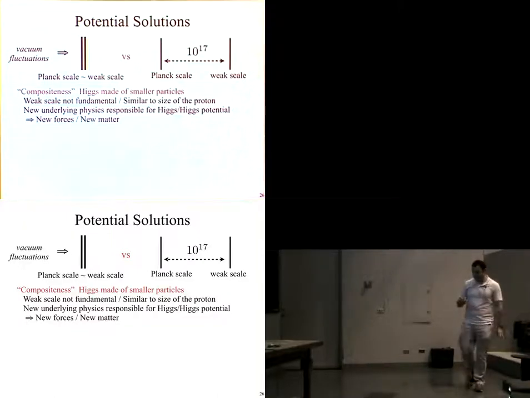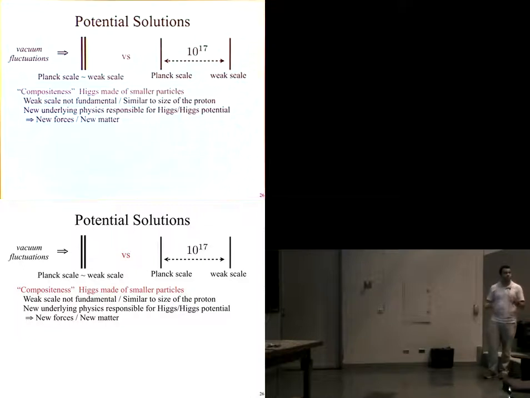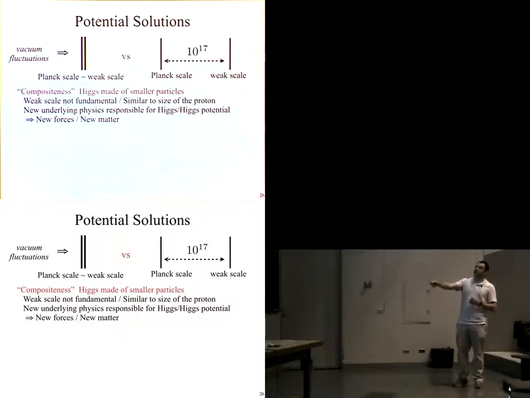The first is something that's called compositeness. Basically the idea here is that this isn't a problem because the weak scale isn't really fundamental. The weak scale sort of doesn't exist fundamentally. And the idea behind that is that the Higgs isn't a fundamental particle, but it's made of smaller things. It's made of some other particles, and that means this weak scale is not fundamental. So this is similar to the size of the proton, right? The proton size isn't a fundamental thing in the theory. It's sort of an accidental scale that's given by the strong force. And so maybe the same thing is happening with the Higgs.